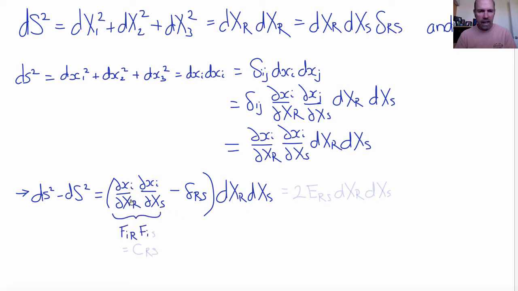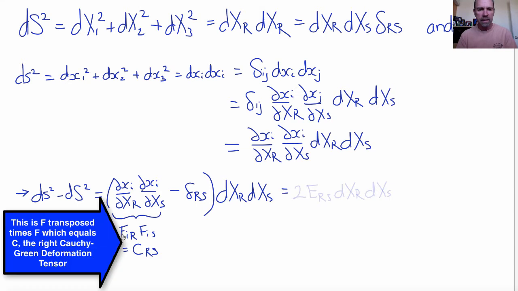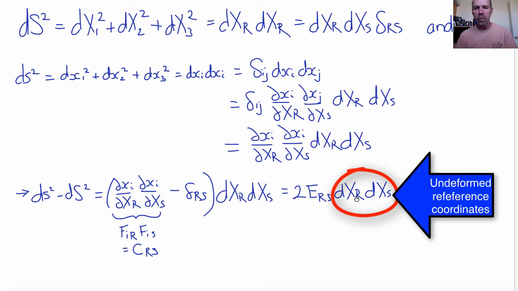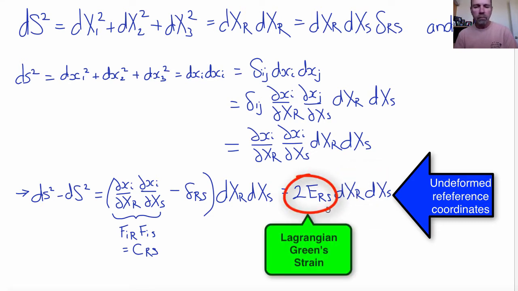Now, notice that del xi over del Xr here is F ir, and del xi over del Xs here is F is. In other words, this is F transpose F, which is C, the right Cauchy-Green deformation tensor. So this term here is C rs, and C rs minus delta rs is 2 times E rs, the Lagrangian finite strain tensor. So we see here that this change in squared length is related to the elements of our original undeformed coordinates by the Lagrangian Green strain tensor. This goes to show that what the Lagrangian Green strain tensor does is express squared length changes with respect to undeformed coordinates.